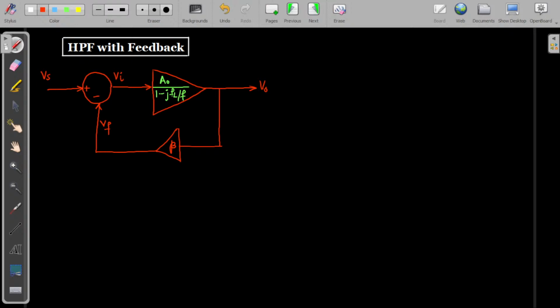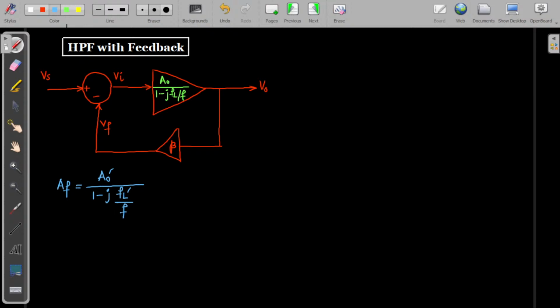In the similar way, if we find the overall gain of the system, we are not deriving it here. So you can see that the overall gain of the system, just find it by putting the value of A as A0 divided by 1 minus j into FL by F. If you find that, you will find that it will be A0 dash divided by 1 minus j into FL dash divided by F.